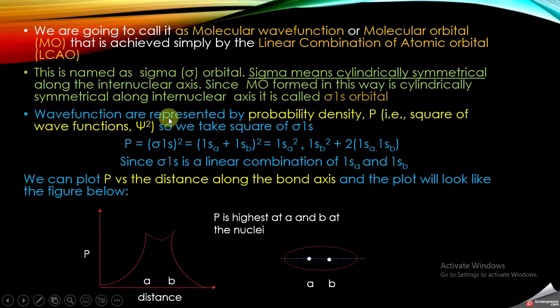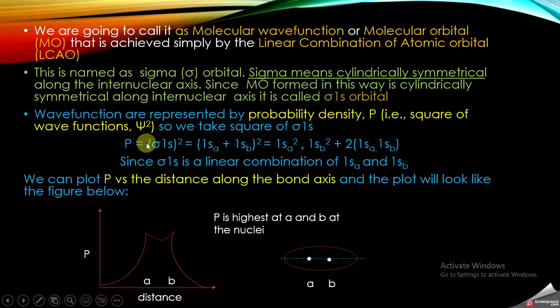We also know that when we take the square of the wave function, we get the probability density, which is represented by psi squared. Here we are also representing it by P. So if we can take the square of the wave function, we can also take the square of this wave function, which is sigma 1s, the molecular orbital. It is also a wave function, so we can take the square of it as well.